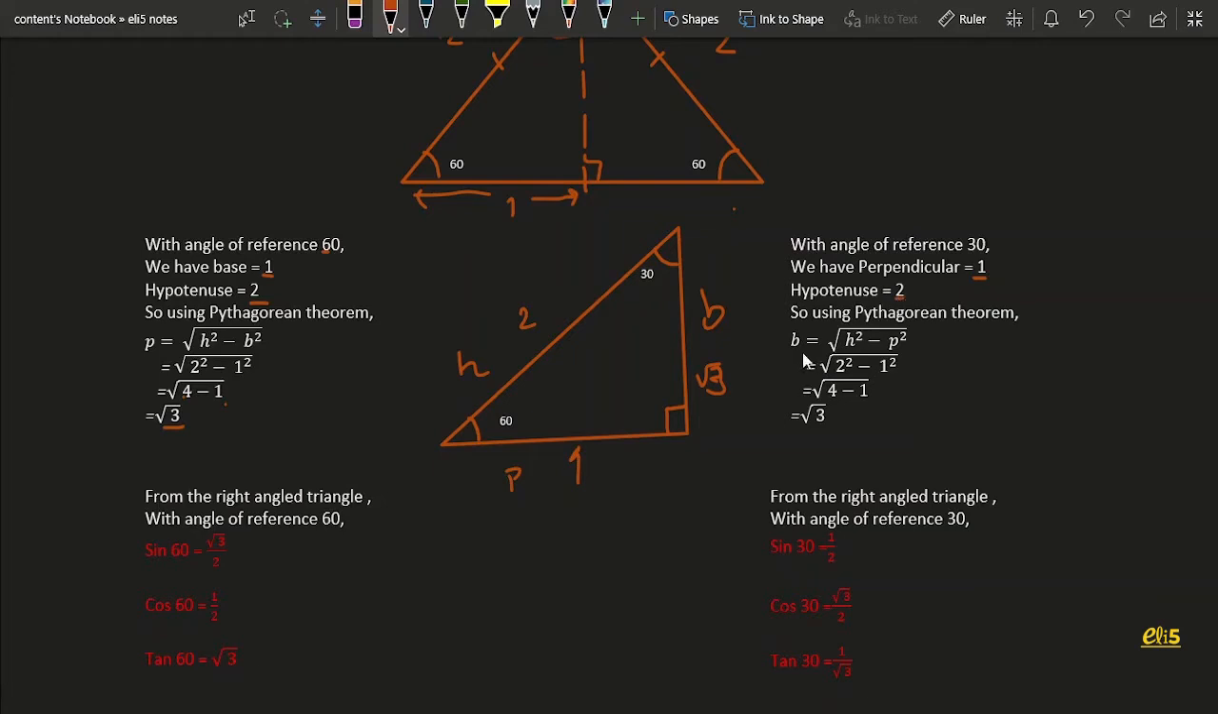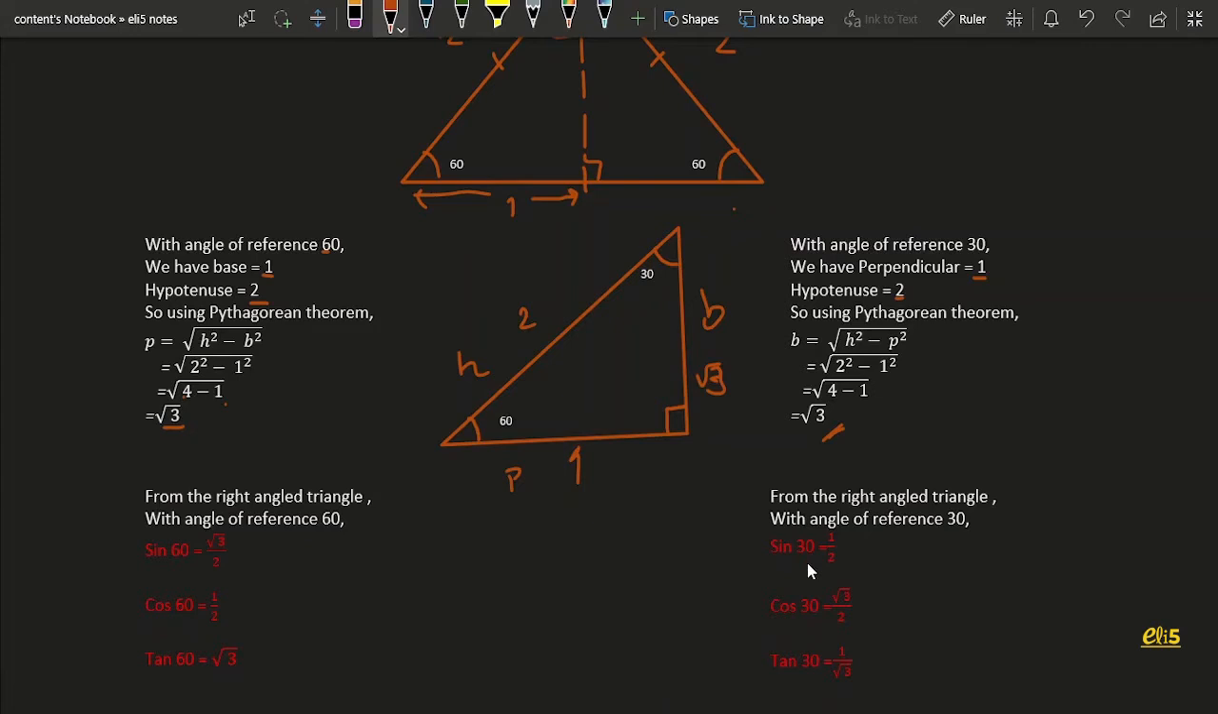Hypotenuse is 2 units, and we can calculate the base similar to the perpendicular which we calculated previously. B equals root of h square minus p square. We have 2 square minus 1 square equals root of 4 minus 1 equals root of 3. So we have base equals root 3.